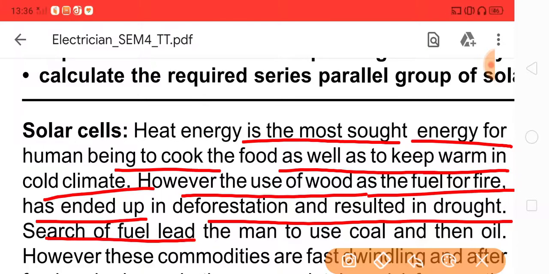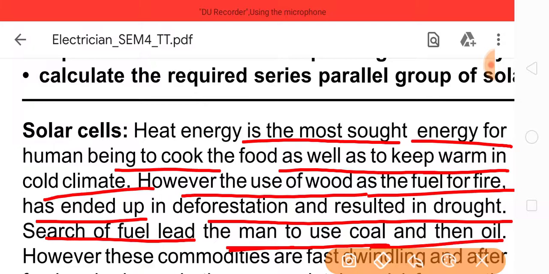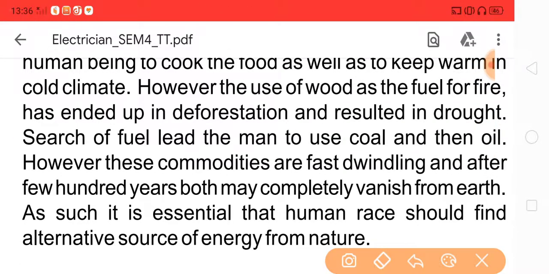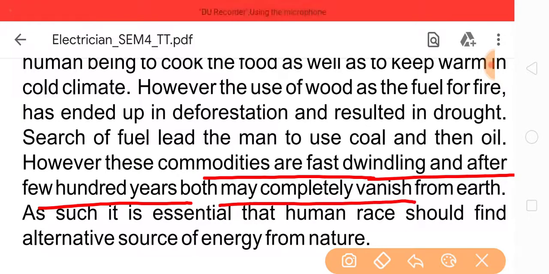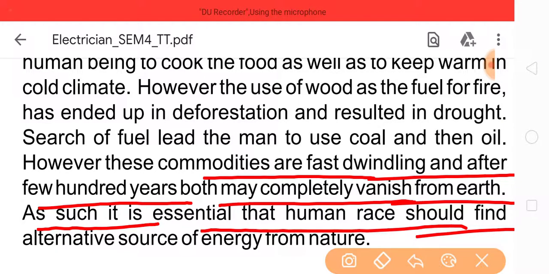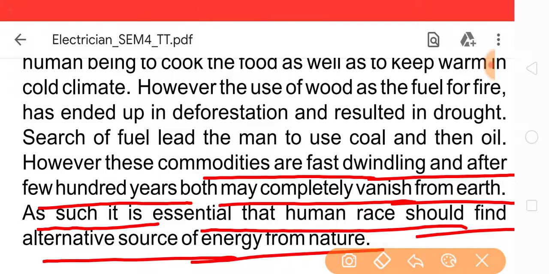Search for fuels led the main users to coal and then oil. However, these commodities are fast dwindling, and after a few hundred years both may completely vanish from earth. As such, it is essential that the human race should find an alternative source of energy from nature.